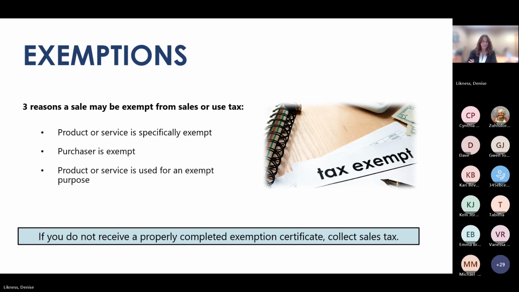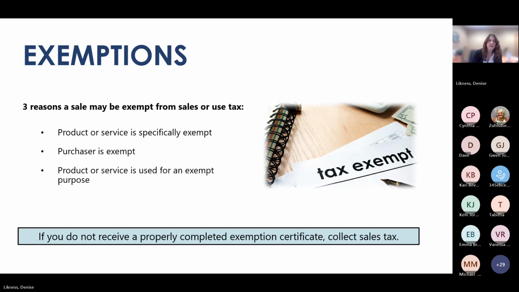Okay. Exemptions. Three reasons a sale may be exempt from sales or use tax. It's where the product or the service is specifically exempt, the purchaser is exempt, or the product or service is used for an exempt purchase or purpose. Okay, the big thing that we have with exemptions is we have an exemption certificate, which is very important. If you do not receive a properly completed exemption certificate, then what we tell people to cover yourself, collect the tax.